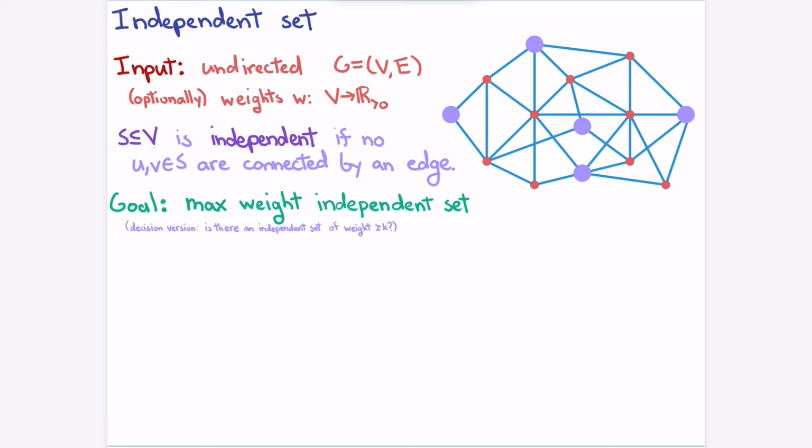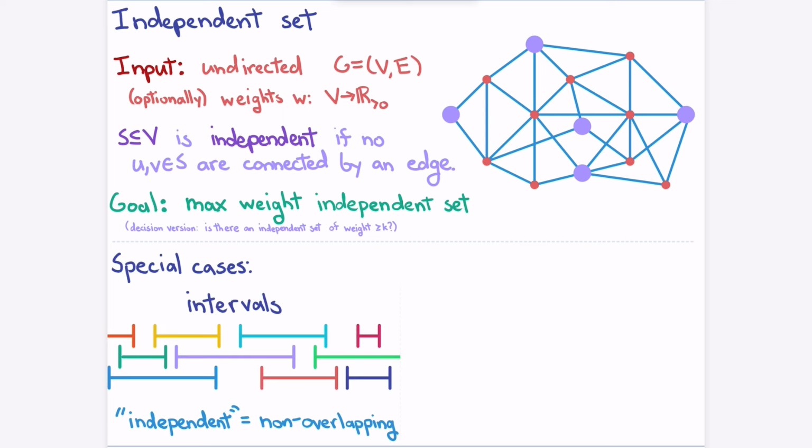Besides the general graph, we're going to look at 2 special cases. The first special case is intervals. This is a little bit abstract maybe, but I'm going to give you a bunch of intervals on the line. There's some left endpoint and some right endpoint. And I'll say 2 intervals are independent if they're disjoint. They don't overlap with each other.